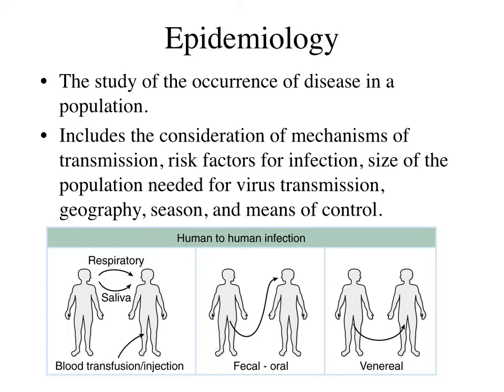There's the mechanism of transmission. What are the risk factors for infection? What's the size of population needed for transmission? Geography plays a role, seasonality plays a role, and means of control all affect the epidemiology of a disease. So let's look at some of these factors.